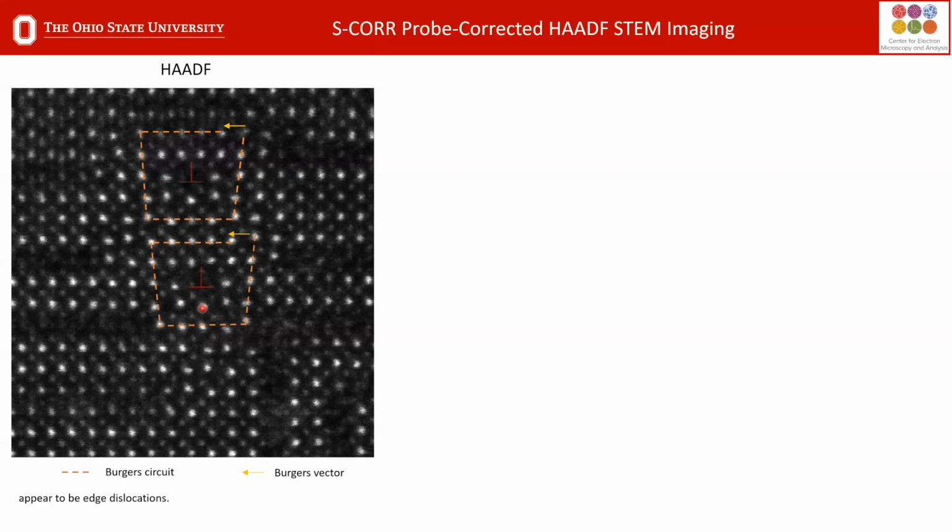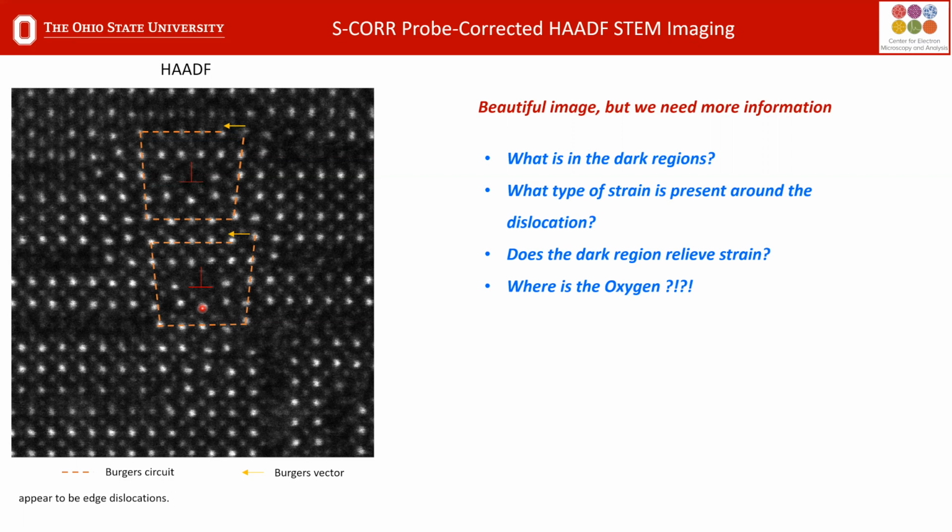While this is a beautiful image, it doesn't give us all the information we want. There's so much more that a scientist or an engineer would need to really start to answer problems and characterize things. There's a lot here, but it's not all we want. So what is that extra information we're looking for? Some of the questions would be, what is in the dark region here? Is it a vacuum? There's some residual contrast there. Is it a different material? Is it a lighter element?